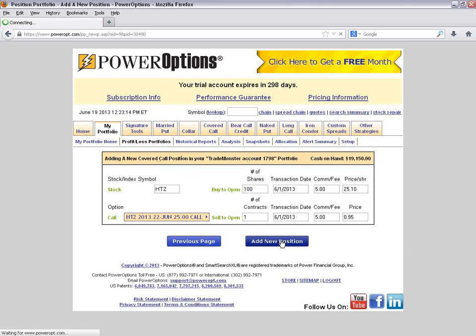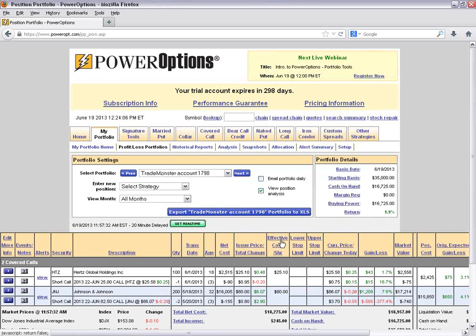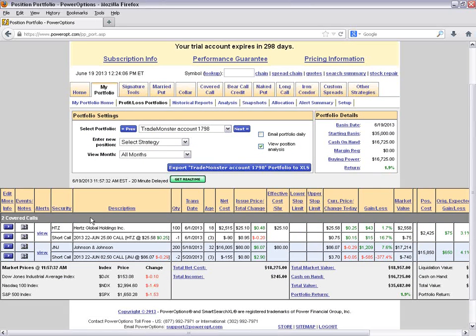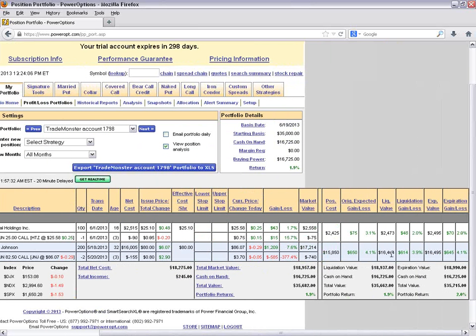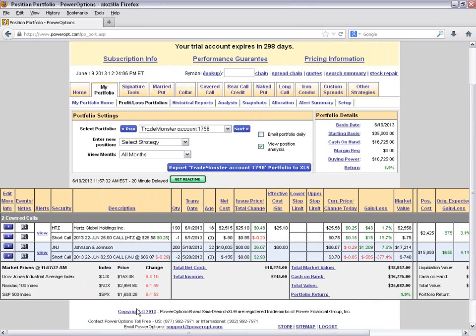And again, if I added the new position, it links to our profit and loss portfolio where we're now tracking two covered calls, both as linked positions. We can see the total expected gain or loss for both positions when selecting the view position analysis, the current liquidation, and the future expiration value. Okay, these are both profitable positions at this time, although they may want to be rolled. Johnson & Johnson, of course, up to 86.07, and Hertz is up to 25.58.